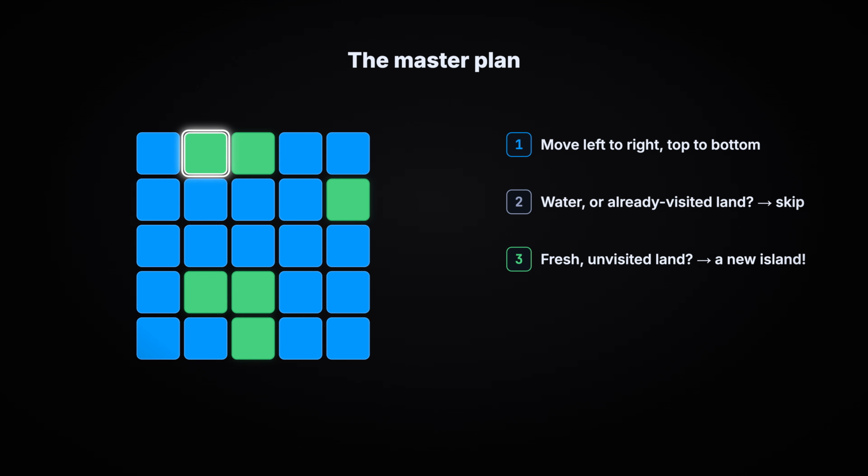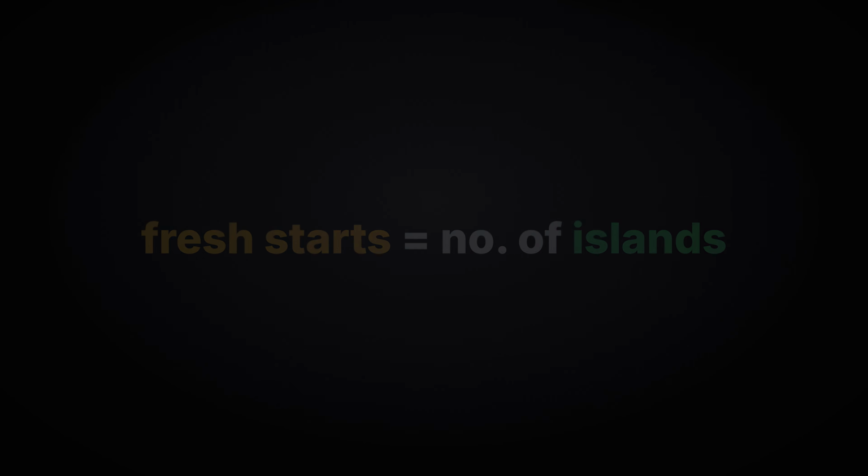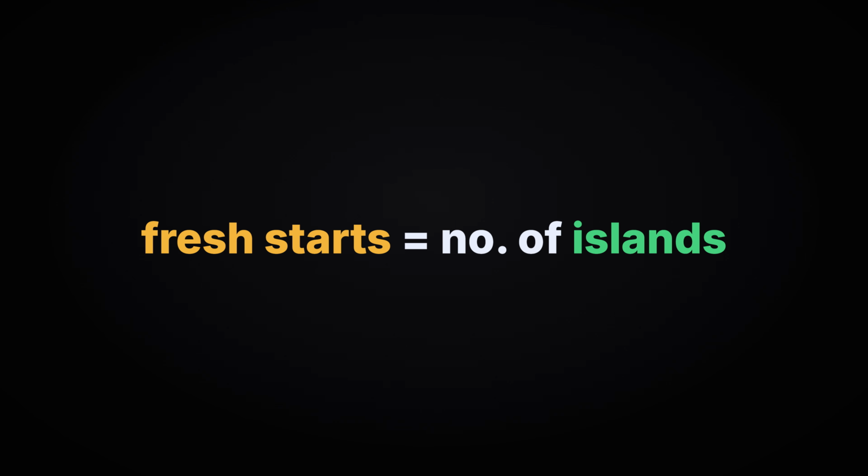But the moment we step onto a fresh piece of land, we have found a brand new island. So we add 1 to our count. And then, this is the key. We launch a traversal, BFS or DFS, that floods across every land cell connected to it and marks them all visited. That flood is what stops us double counting. When our walk later reaches those cells, they are already visited, so we skip them. So every fresh start is one island. Count the starts and you have your answer.